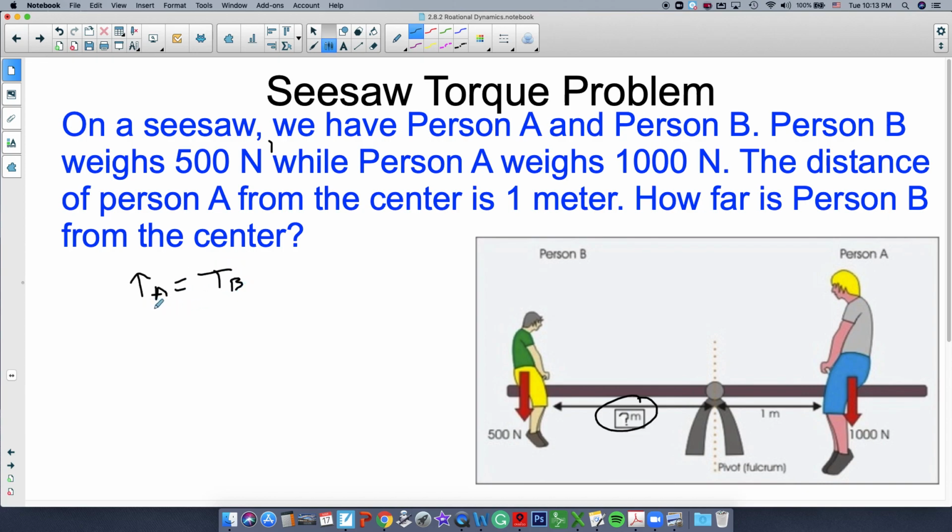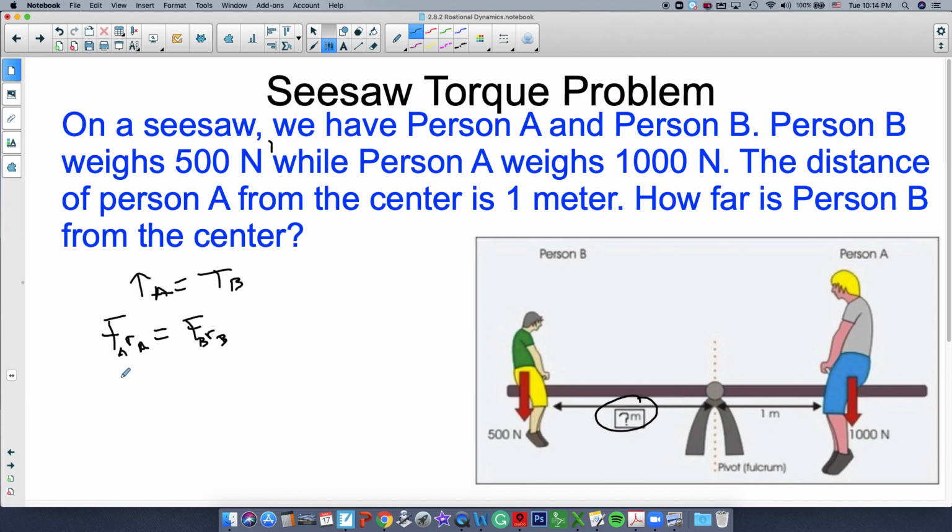So find the torque of person B. We're going to set those two equal to each other. All right, so torque is force times radius, or force times lever arm. We'll say this is person A, this is person B, so that way we can keep it straight. And we have our radius of person A, radius of person B.